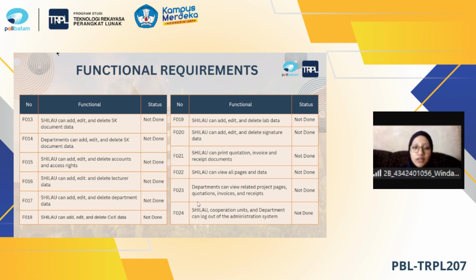F021 enables document printing: quotation, invoice, and receipt. F022 gives a user full access to system data. F023 allows the department to view projects, and F024 ensures a safe logout for all users. And the next slide, Muhammad Joharil Mustafa.